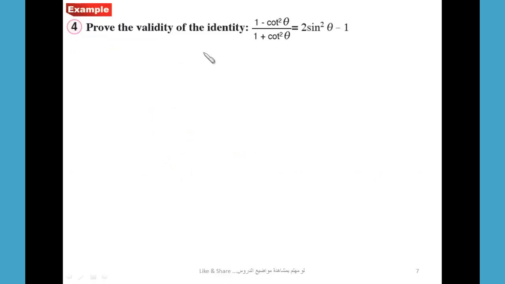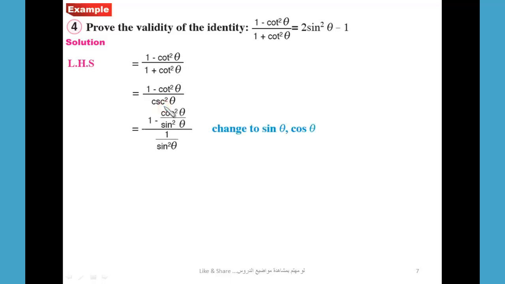Prove the validity of the identity 1 minus cotangent square over 1 plus cotangent square equals 2 sine square theta minus 1. Always we take the left hand side, which equals 1 minus cotangent square over 1 plus cotangent square. 1 minus cotangent square, it is the same, but 1 plus cotangent square equals cosec square. Again, 1 minus cotangent square, we write it itself. 1 plus cotangent square equals cosec square.